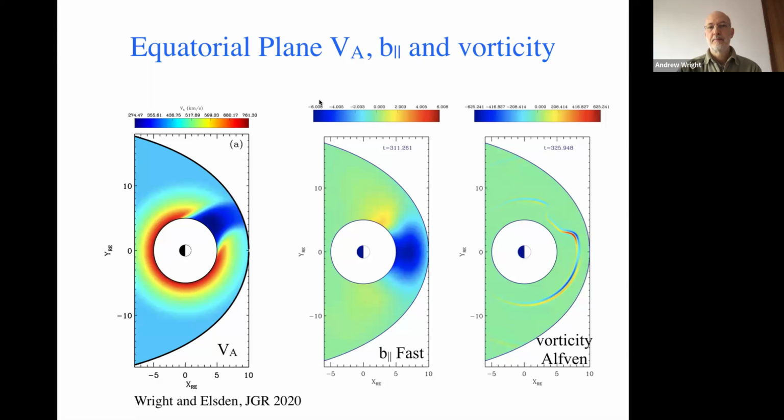The other panels show B parallel. So this is a compressional magnetic field or the magnetic pressure. This will be indicative of what the fast mode is doing. And to identify where the Alfven waves are, we're looking at the field-aligned vorticity. And you can also use the field-aligned current to identify Alfven waves.